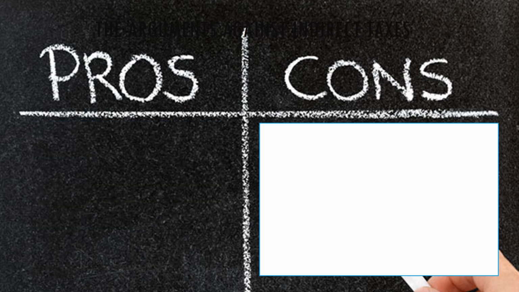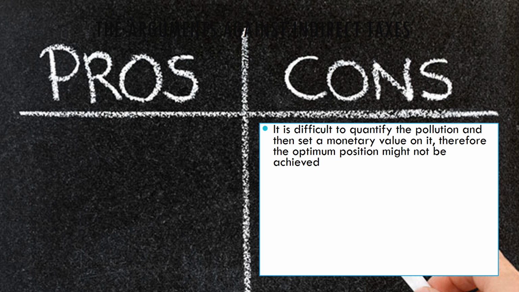On the flip side, are there any negatives of this? Well, one of the issues is it's very difficult to quantify the pollution and the damage that's done. How do you put a monetary value on passive smoking? How do you put a monetary value on the burden on the health service? So it's difficult to know exactly how much tax to introduce, and so it's hard to get a shift in the MPC that exactly matches the socially optimum output.